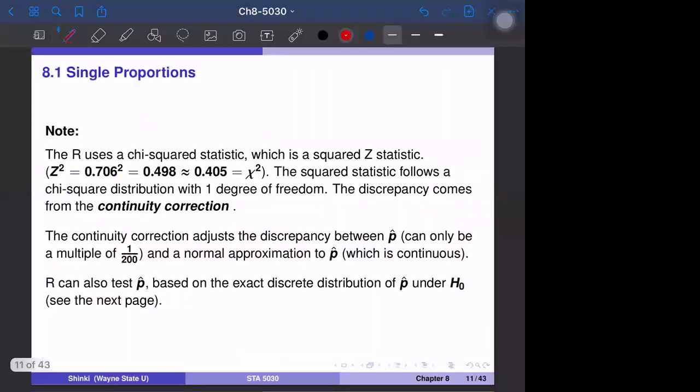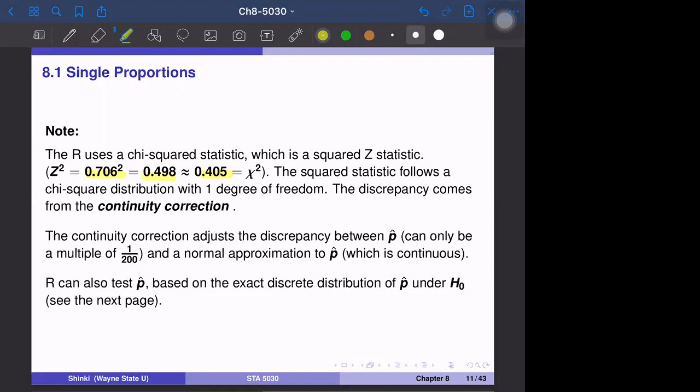Yeah, and okay, so I said that 0.405 is the z squared, but actually it's not exact. If we got the z value of 0.707 or 0.706 from the hand calculation, and if we square this quantity, that becomes 0.498. That is different from 0.4085. So this comes from the so-called continuity correction.